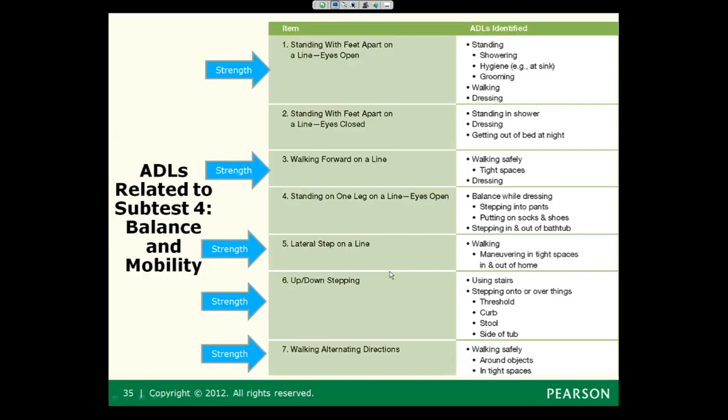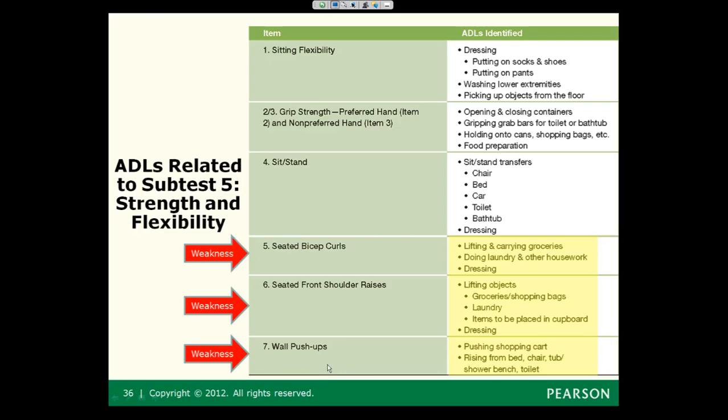And then when we look at balance and mobility, we only see strengths. I see her as having a lot of strength there. But for strength and flexibility, we do see, again, related weaknesses with the strength of biceps, front shoulders, and wall push-ups. So these charts that I have listed here, the reason I did that, and it's a practice that you can do as well, is to just go through and start thinking about the ADLs that are going to be affected by the weaknesses that you're seeing in her performance. So, this is an additional level of interpretation that goes beyond just determining impairment. We're actually looking at treatment planning here.